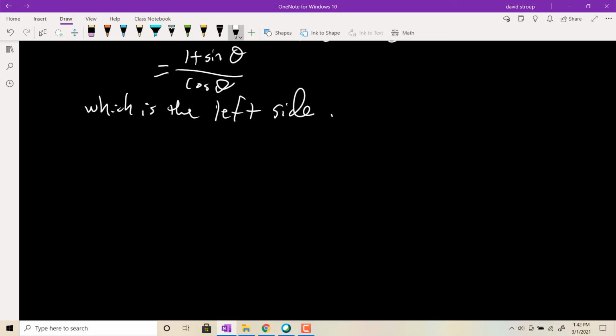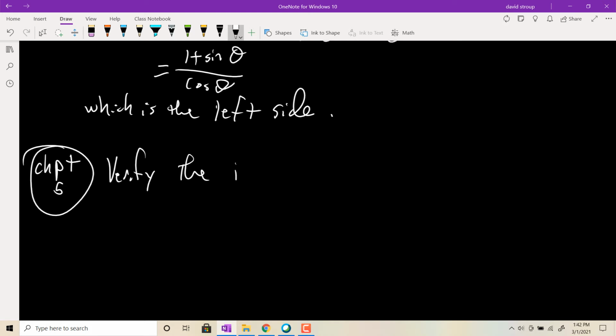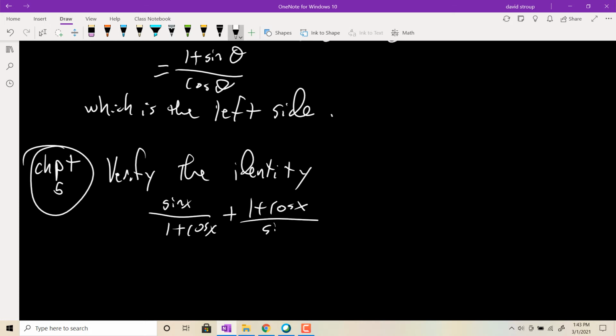Let's go on to another one. This is checkpoint 5, and we want to verify the identity again, as usual. Given sine x all over 1 plus cosine x, plus 1 plus cosine x all over sine x, equals 2 cosecant x. I think this one clearly is just start on the left, find some common denominators, and hopefully turn it into one term. So that's what I'm going to do.